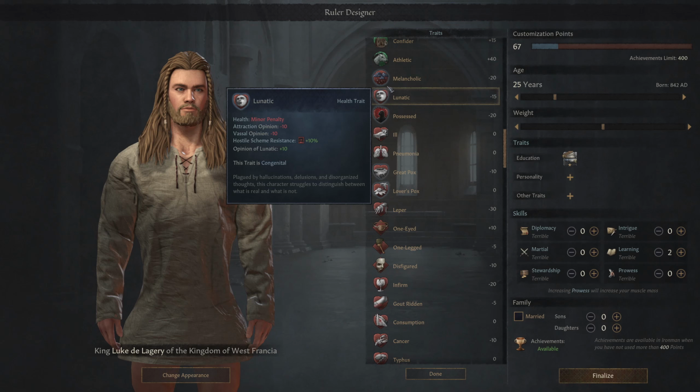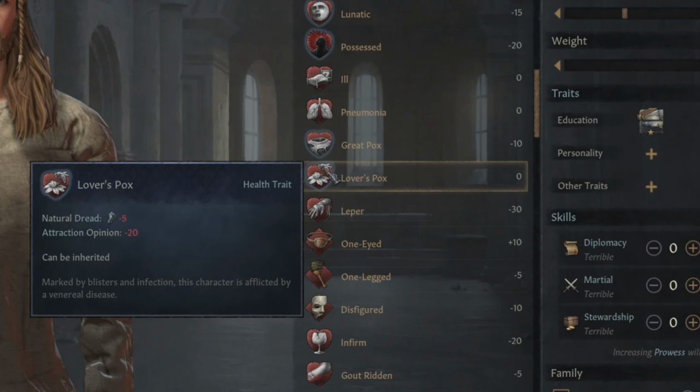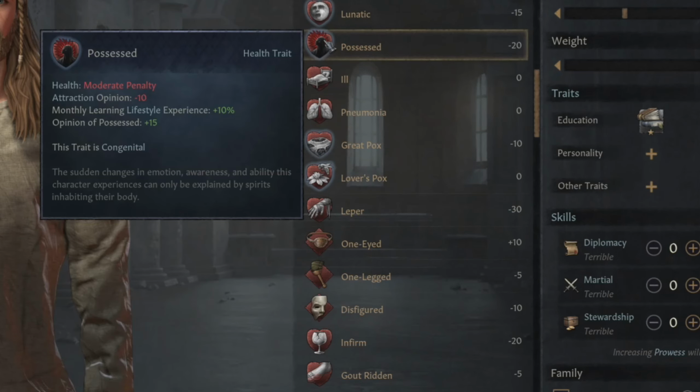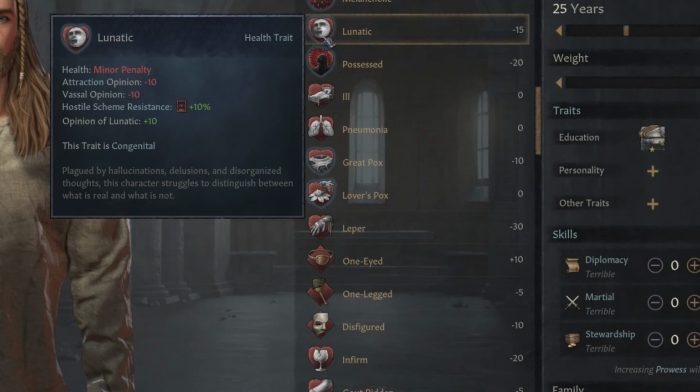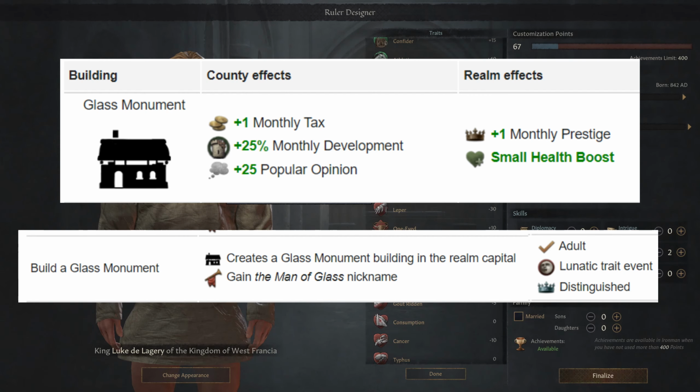The next set of traits are health and disease traits, and generally we don't want them unless you really need the point refund. Make sure to avoid ones that are inheritable like the poxes or these congenital traits. Lunatic could be argued for a min-maxer trying to get the glass monument, but it's RNG and hard to get, so avoid it in general.